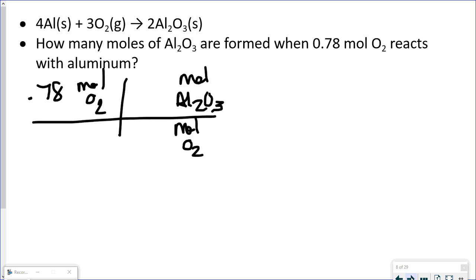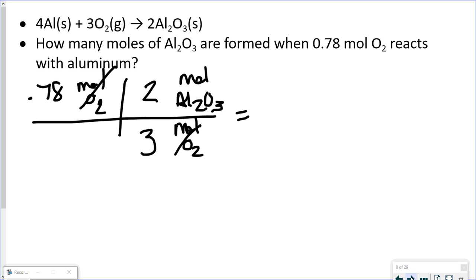And do pay attention to which substance you are changing into. A lot of people just look and see aluminum and they change into aluminum instead of aluminum oxide. So make sure that you are canceling out and changing into the appropriate units. According to our balanced equation, we have 2 moles of aluminum oxide for every 3 moles of oxygen. That cancels out our unit of moles of oxygen, leaving us with moles of aluminum oxide.